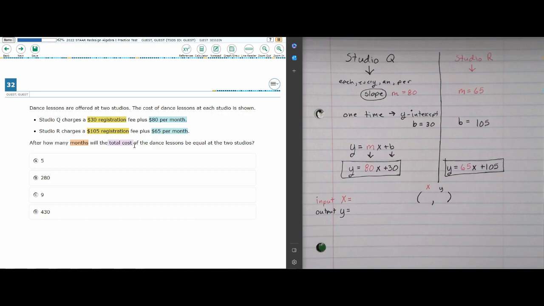Will the total cost of the dance lessons be equal at the two studios? Okay, so X is our input. What makes a difference on what the cost is? Well, it's how many months occur. The more months occur, the more cost occurs, right? It's like your phone bill.